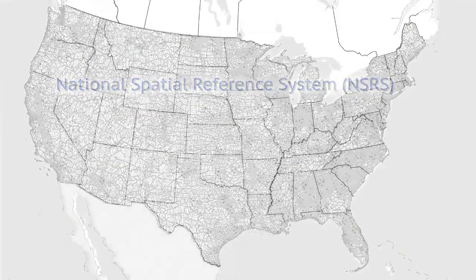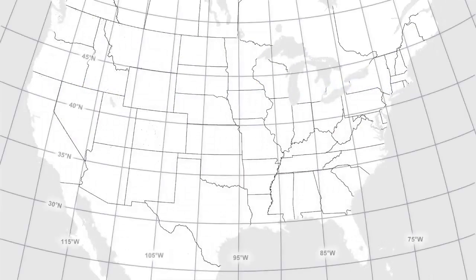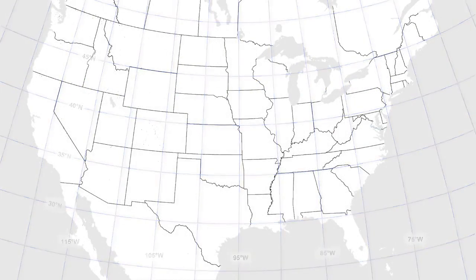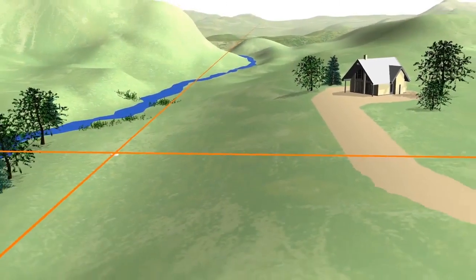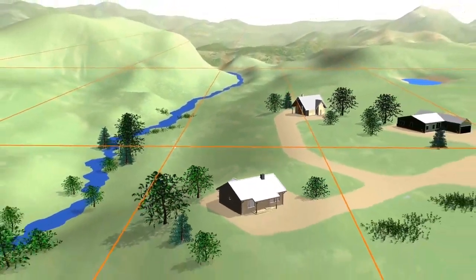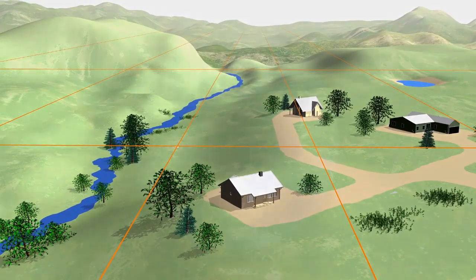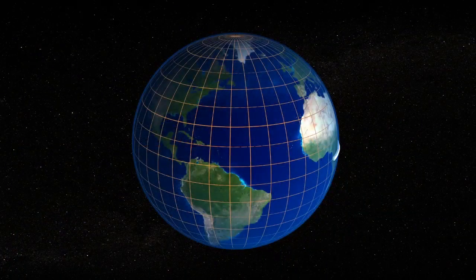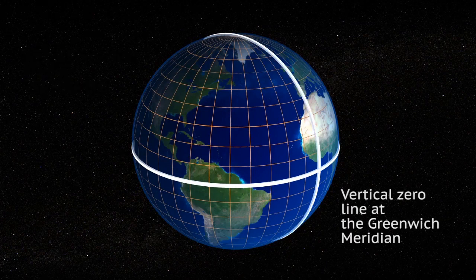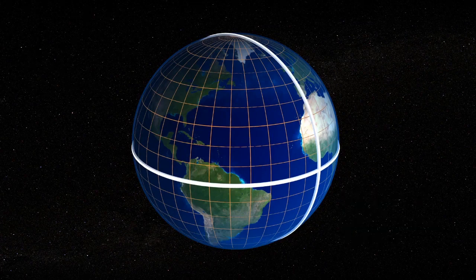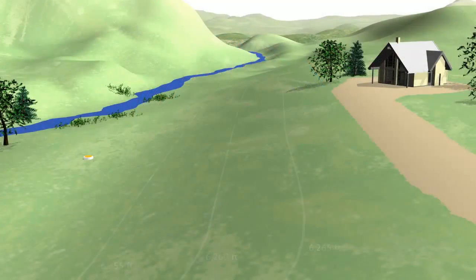For many decades, we have had two types of nationwide datums in the United States, horizontal and vertical, and they were generally separate from one another. Horizontal datums allow us to measure distances and directions across the surface of the Earth. Most horizontal datums define a zero line at the equator from which we measure north and south. There is also a zero line at the Greenwich meridian from which we measure east and west. Together, these lines provide a reference for latitude and longitude.